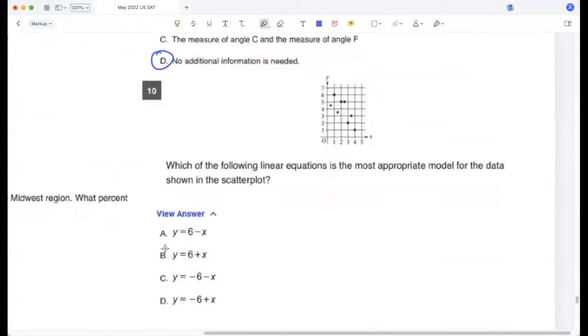Which of the following linear equations is the most appropriate model for the data shown in the scatter plot? So this would look something like this, right? So the slope is negative, which means B and D are out, and the y-intercept is positive, so it's A.